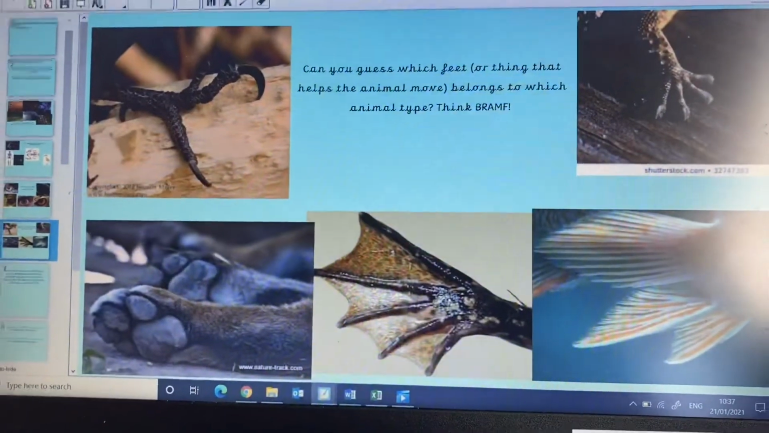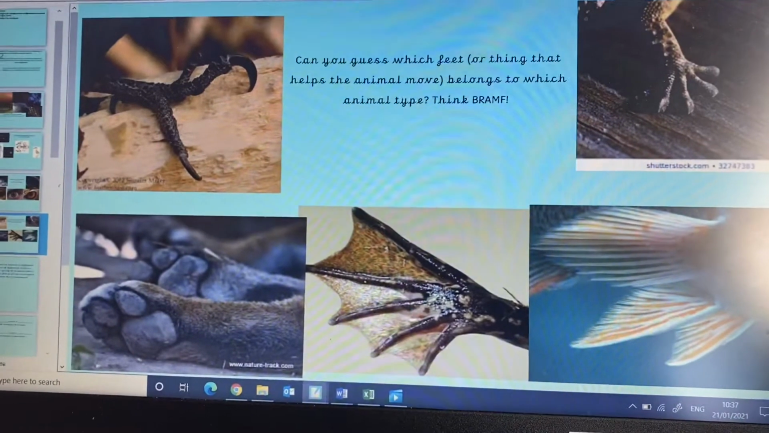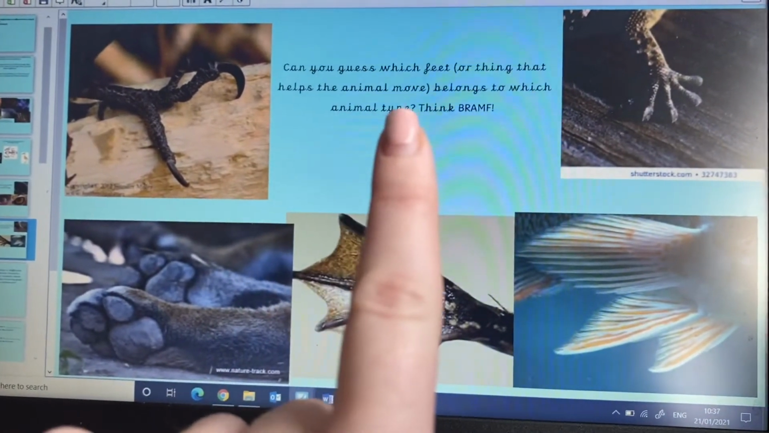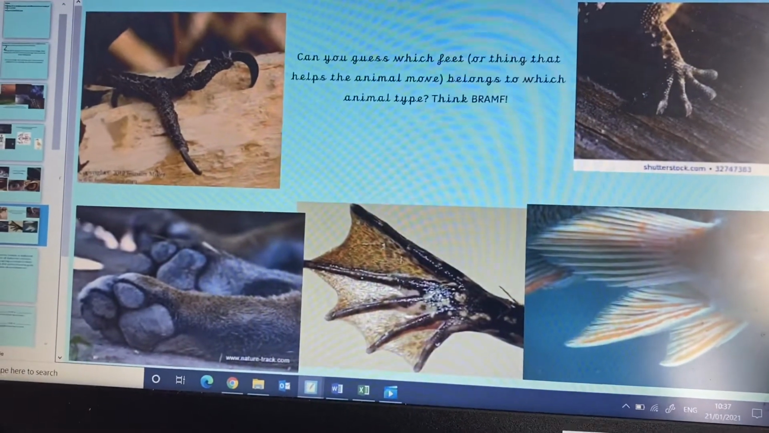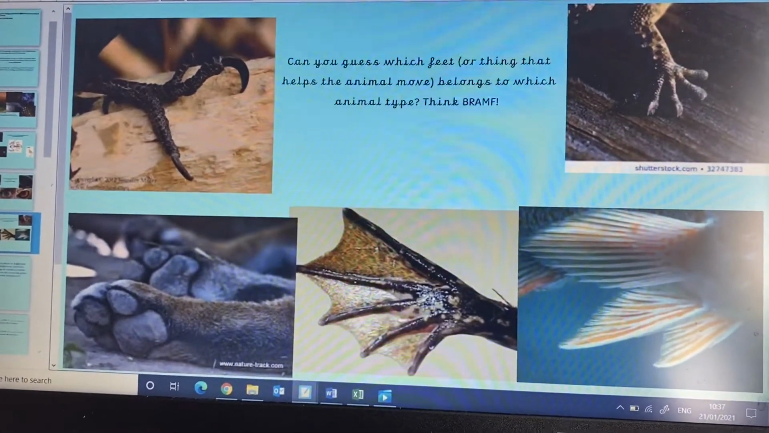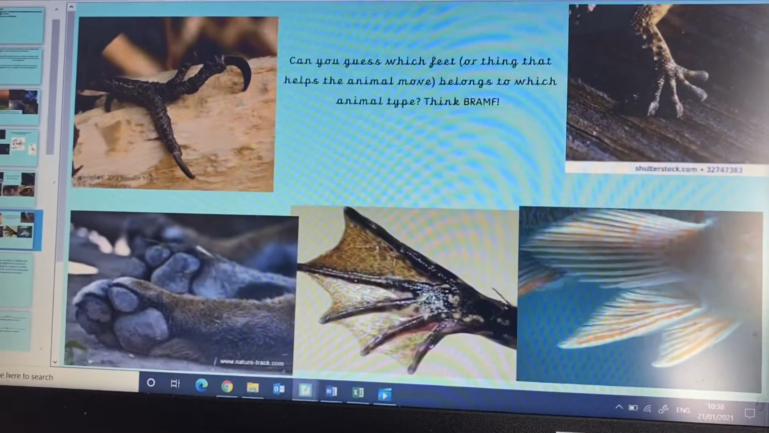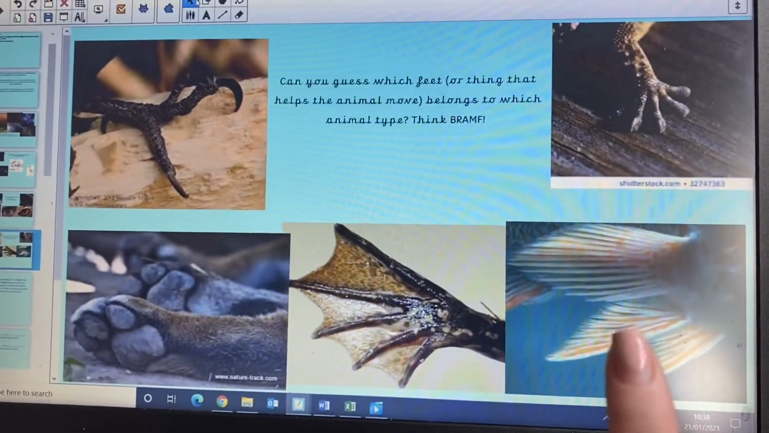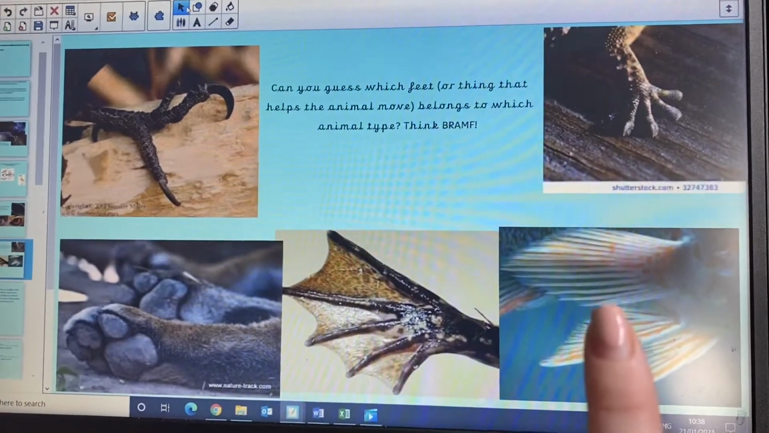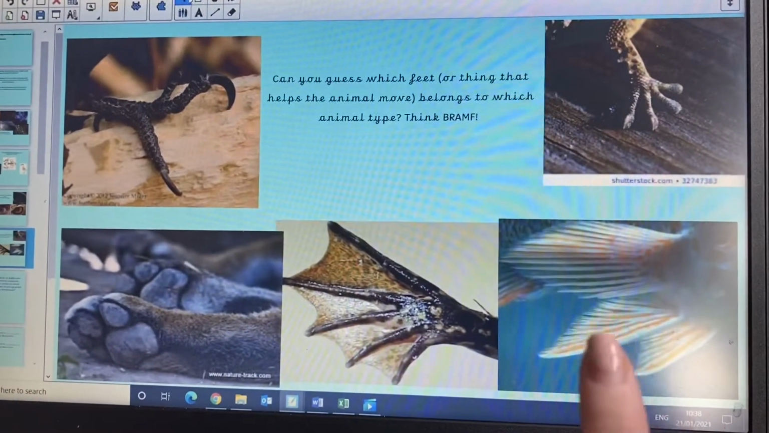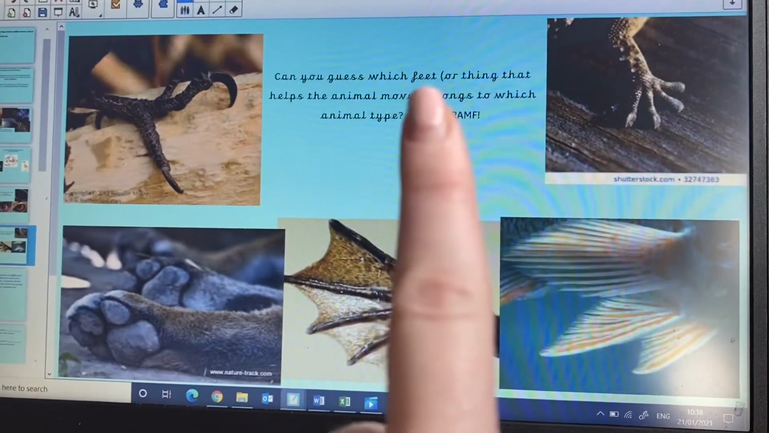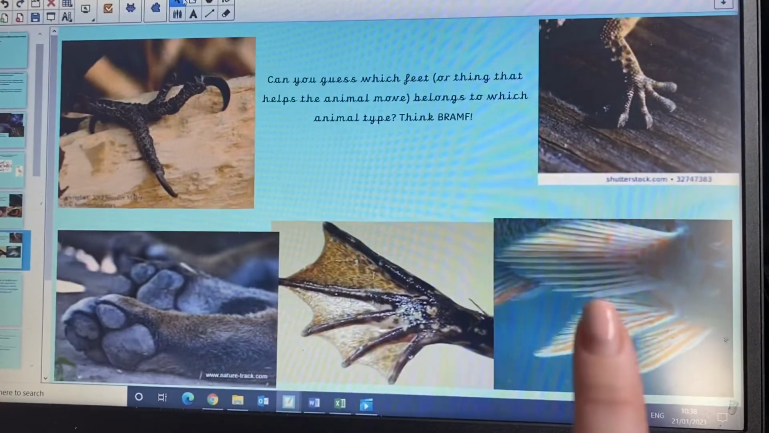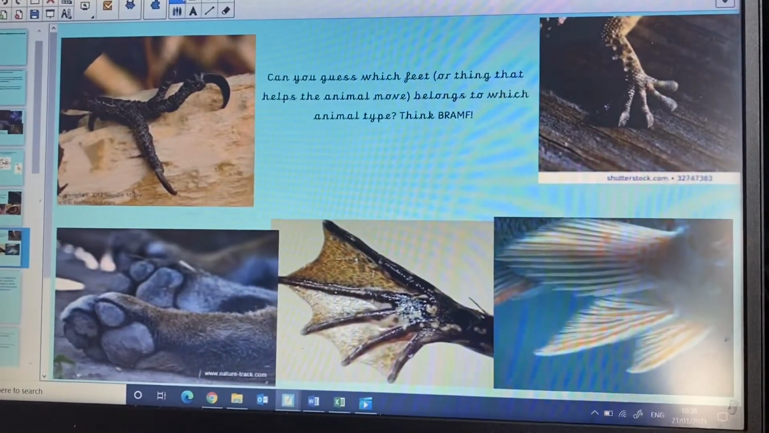Okay, next one. This one says, can you guess which feet or thing that helps the animal move belongs to which animal type? So again, we're still thinking about Branthe. We've got birds, reptiles, amphibians, mammals, and fish. I'm going to start with this one because I think it's easiest. I think this one must be a fish because it's got the fins to help it move. So again, it says here, it doesn't have to be feet, does it? It's just thing that helps the animal move. So this one must be fin. So this one must be a fish.